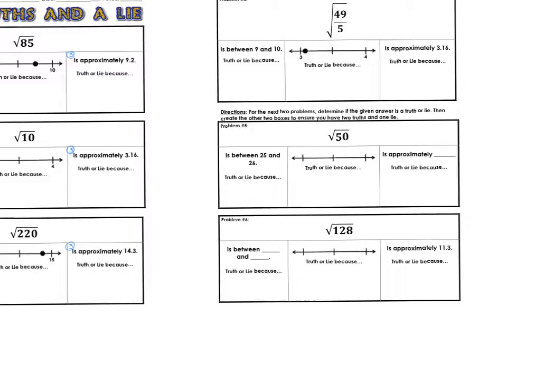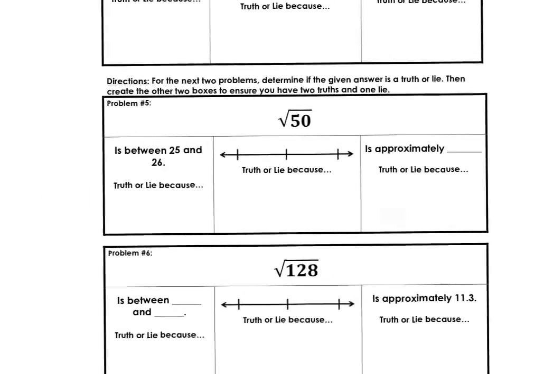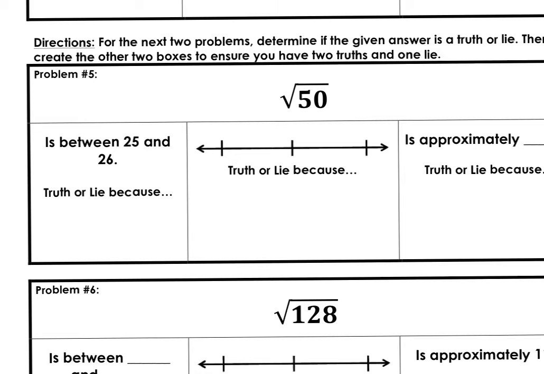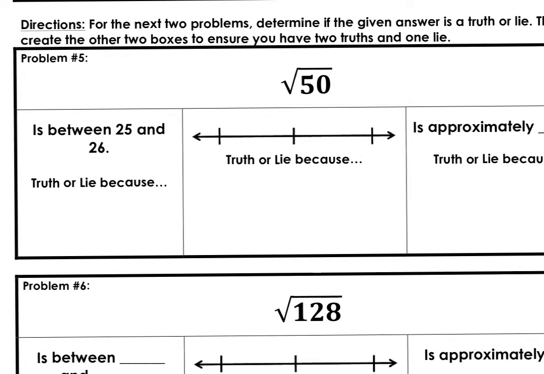So you do have to remember, I'll actually do this one. This one is not on your assignment, but we have the square root of 50. And we know that there is no perfect square for the square root of 50. Okay, this is where we use our knowledge of perfect squares.